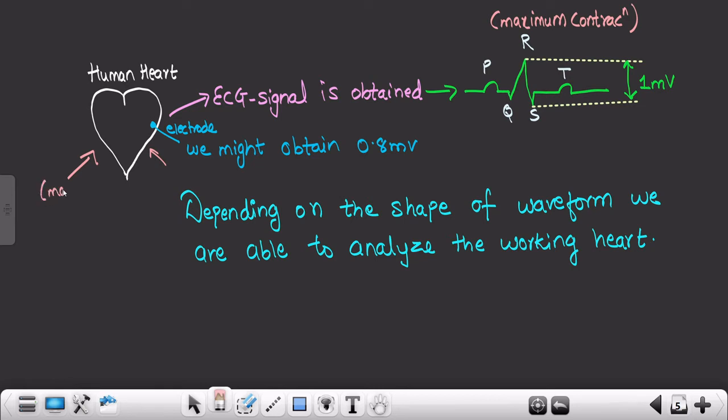Okay, so maximum contraction produces the R wave. I will write over here, produces R wave. Now you tell me, if this particular R wave is not maximum in amplitude, then how are we able to conclude this particular thing? So for that very purpose, we need an amplifier.